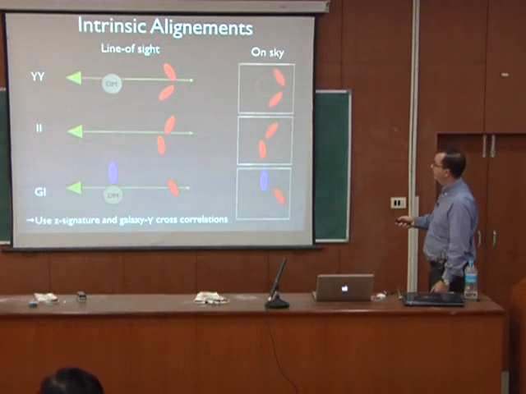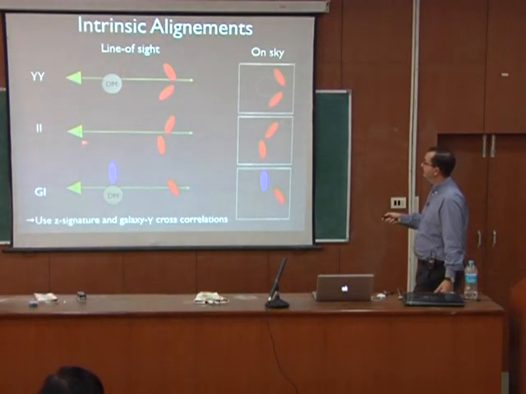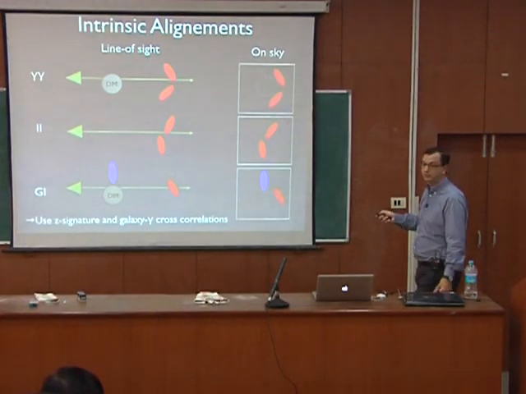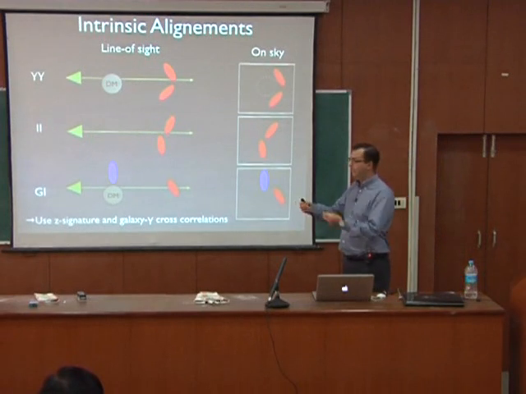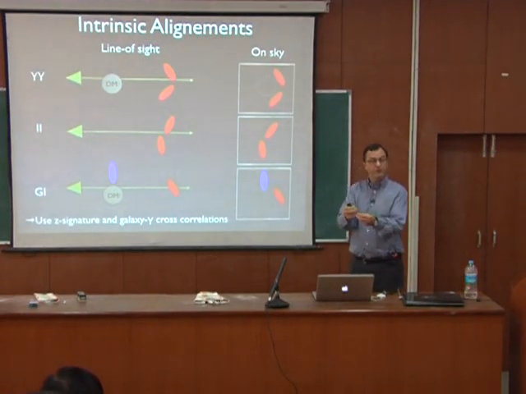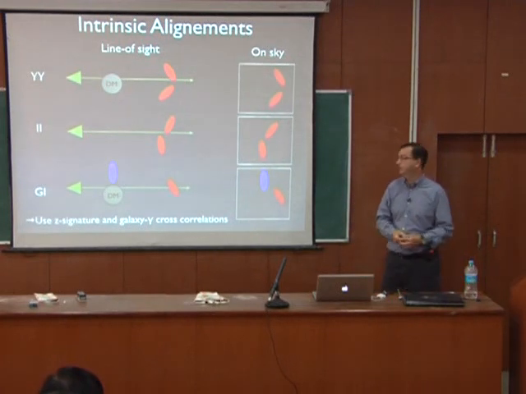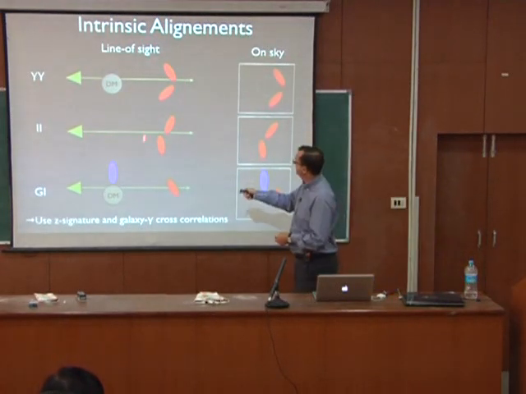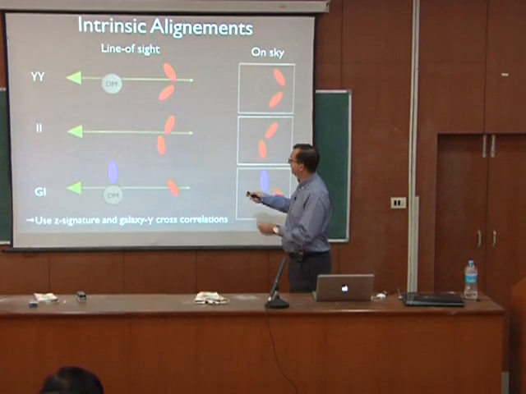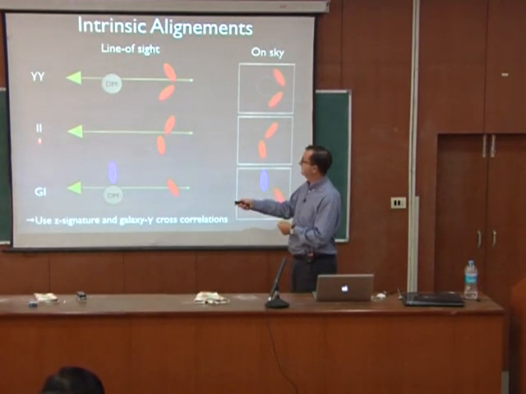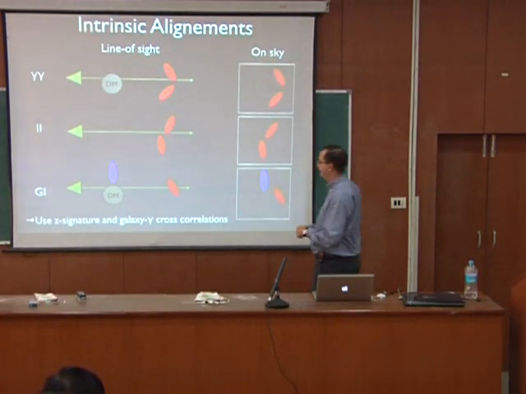Now, what could also happen is that the two galaxies are intrinsically correlated. So there's an astrophysical effect. One galaxy is very close physically to the other. They feel each other's gravitational field, or it's during the structure formation process, and they can be correlated with each other intrinsically. So it's called intrinsic correlation.